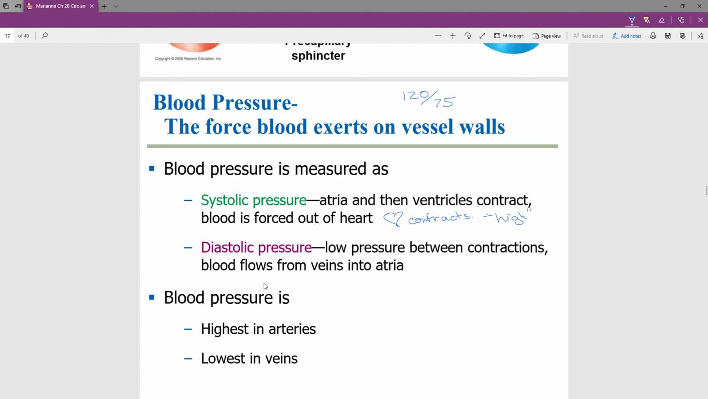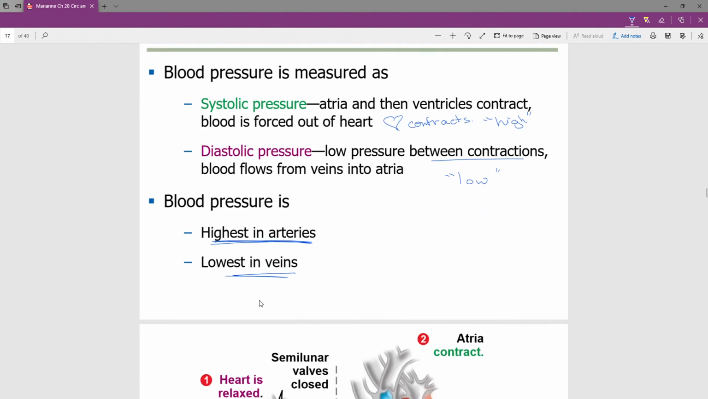The diastolic pressure is the low pressure. It's between contractions. And so that would be the low number in something like 120 over 80 or whatever it is. So blood pressure, as I've already mentioned, is highest in the arteries as it's closer to the heart. It's stripped of the pressure as the blood goes out and into all those capillary beds, and it's lowest in the veins as the blood is returning back to the heart.